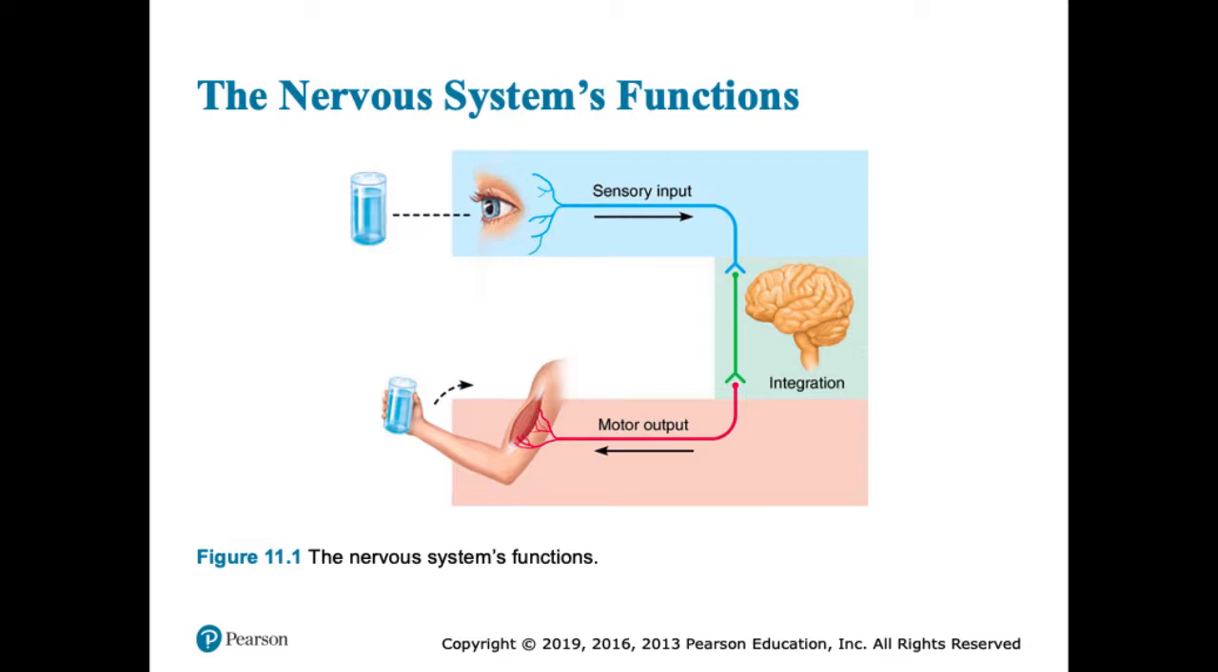Essentially, here in this image, you can see the nervous system functions. You see a glass of water, you get a sensory input, and it gets integrated in the nervous system. You're thirsty, you want it, and the motor output is to reach and grab it.